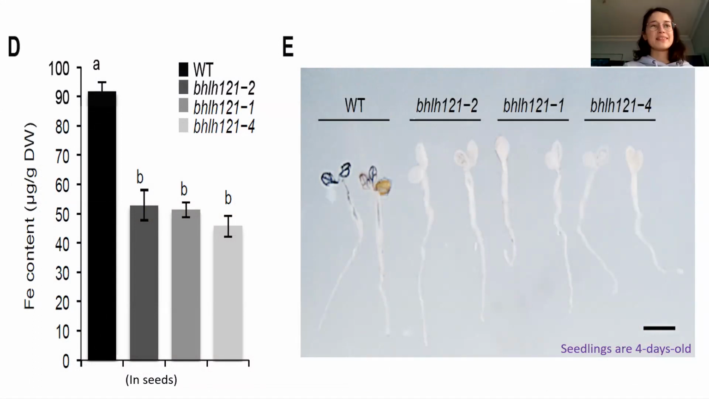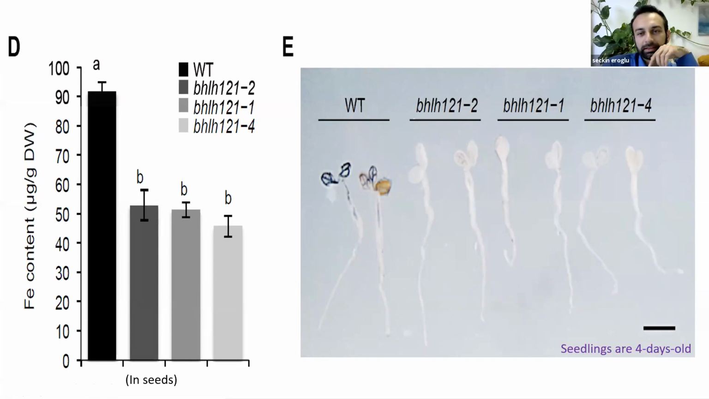Okay, in part D, they just compared the iron content in seeds of wild type and the mutants, and they see that wild type's iron content is higher than all of the mutants. And in part E, they just wanted to check the iron accumulation in the seedlings, which are 4-day-old. And as we can see, wild type is able to accumulate iron. This experiment is done with Perls DAB staining. However, mutants are not. Mutants seem like they are not able to accumulate any iron. So maybe their iron uptake machinery might be impaired due to loss of this transcription factor, this gene.